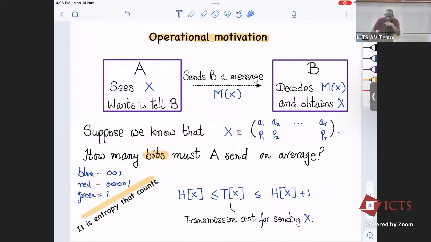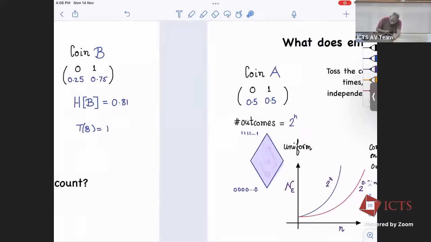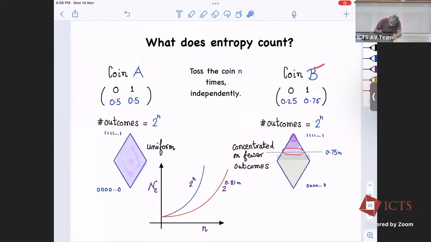If you have many coin tosses and you are trying to transmit them, it's not a good idea to transmit each outcome. It is better to look at all your possibilities and then assign a code. You don't code individual bits, okay? It will become apparent very soon. So imagine that we have a coin which is unbiased or a coin which is biased, and we have tossed it n times.